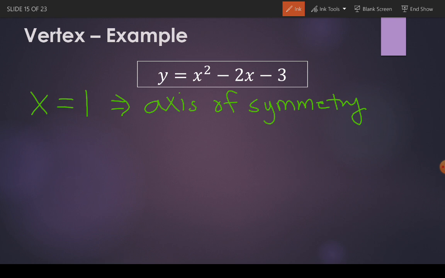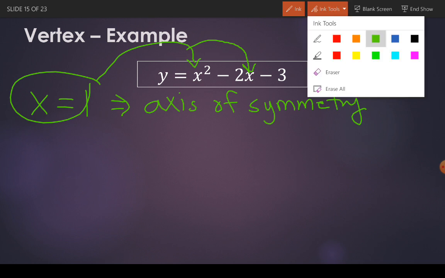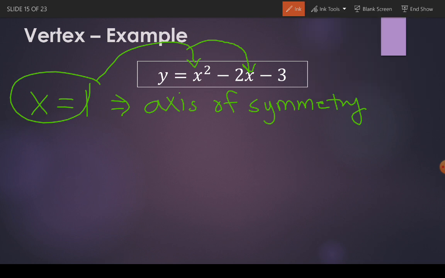Now we can take this value of x and plug it in to our formula wherever we see an x. So that's going to look like this. It's going to be y equals x squared minus 2x minus 3, and we can fill in those blanks with our value of x, which is 1.